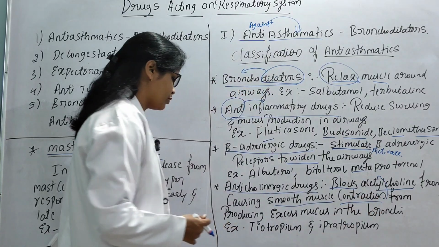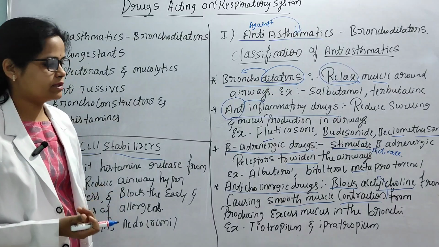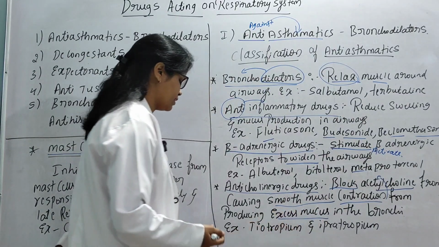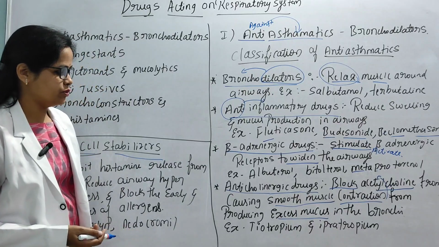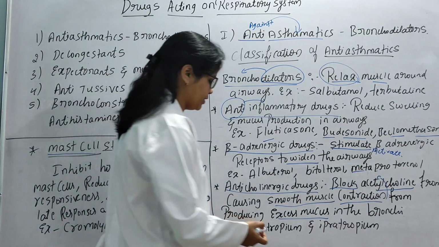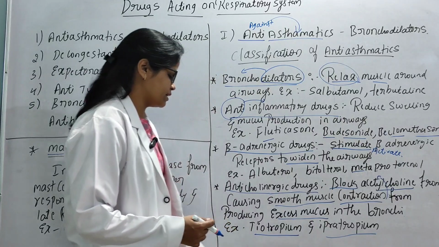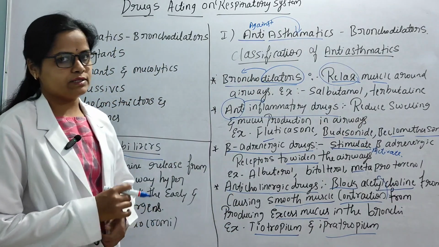And also from producing the excessive mucus in the bronchi. And examples for this are tiotropium and ipratropium. Tiotropium and ipratropium, these are the examples for anticholinergic drugs.